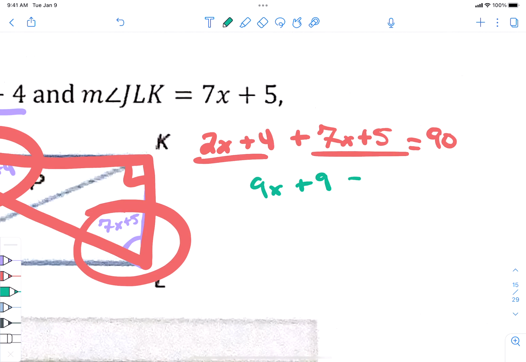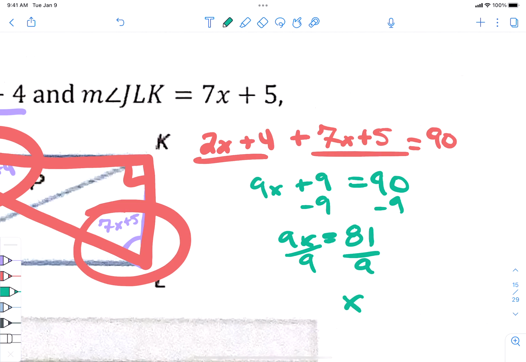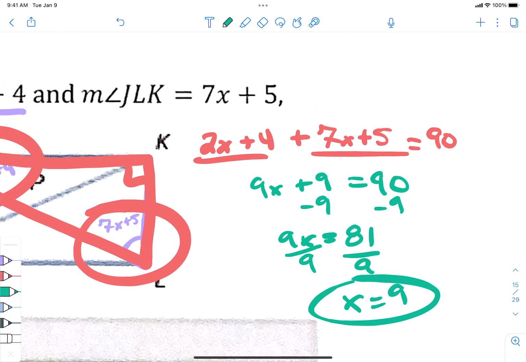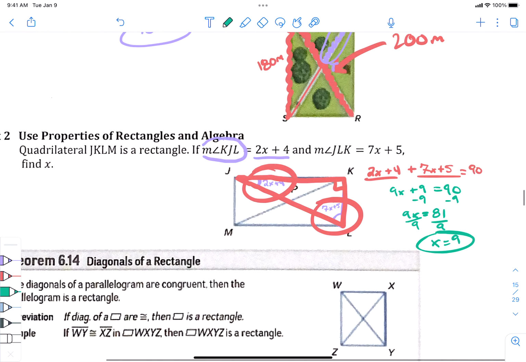9x plus 9 equals 90. There's lots of 9's in this problem. Minus 9 over. 9x equals 81. Divide by 9. There's lots of 9's going on here. x equals 9. Do we have to plug back in? Find x. Nope, find x. That's it.